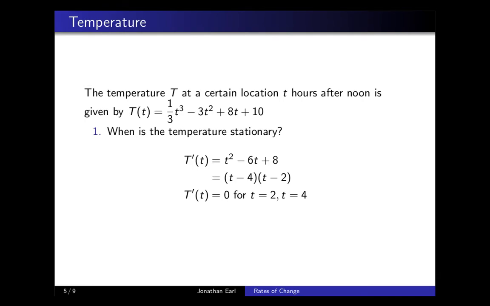And then the second question that we had, or I guess the third question, is when is our temperature stationary? So when is the temperature not changing? In this case, we would say that the temperature is not changing when T prime is 0. And when is T prime going to be 0? Well, T prime is 0 at t equals 2 and t equals 4. So those two follow directly from just factoring the derivative and seeing what you wind up with effectively.